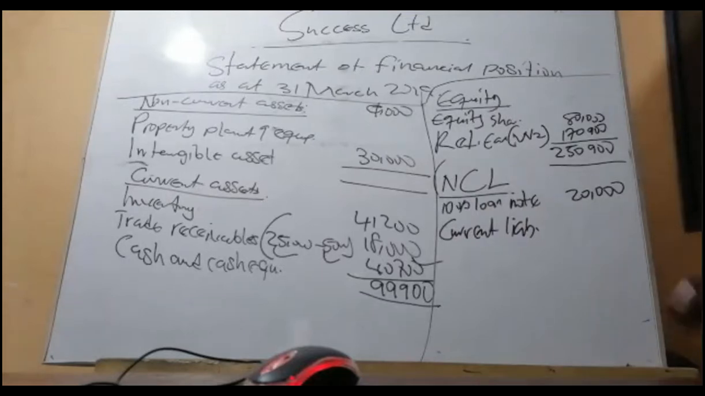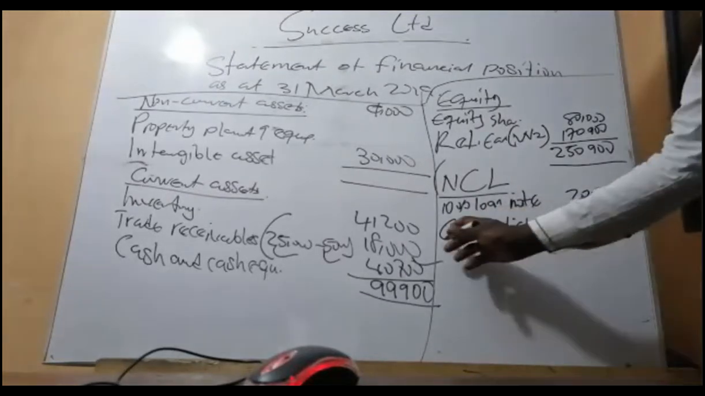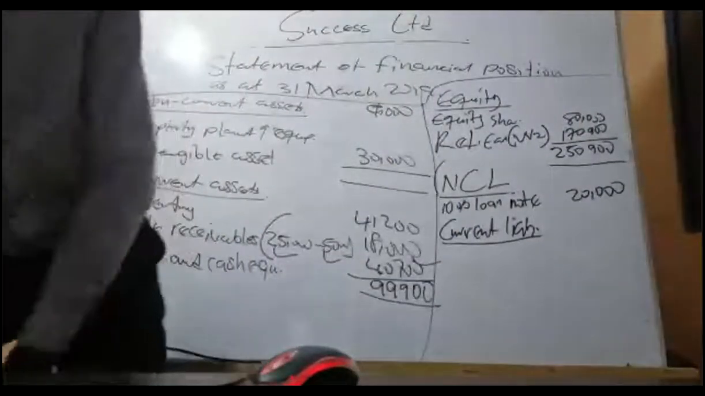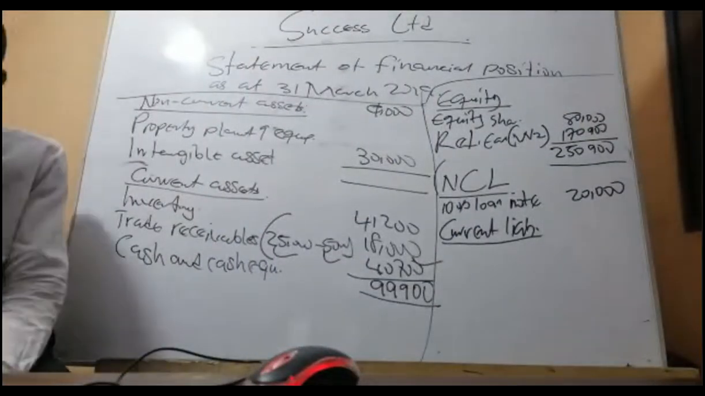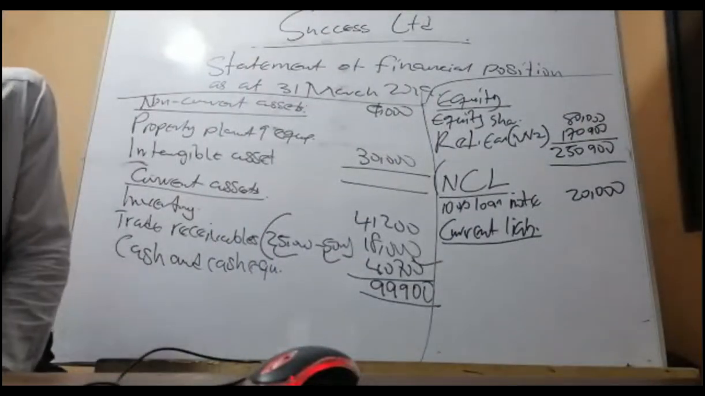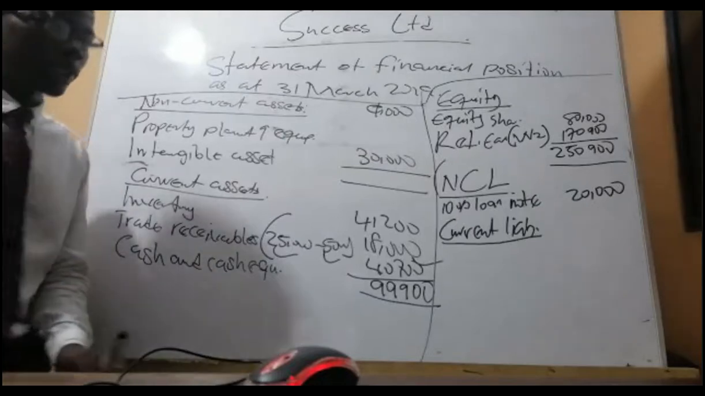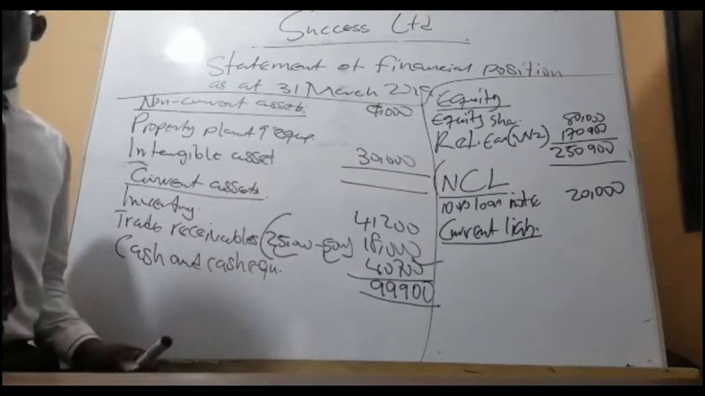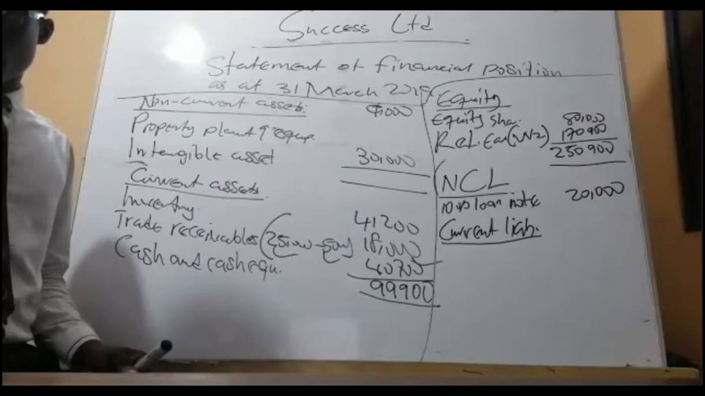So the current liability will be the composition of the current liability. Payables, right? Good. The trade payables. So what are the payables? Let's go to the question and pick the payables.